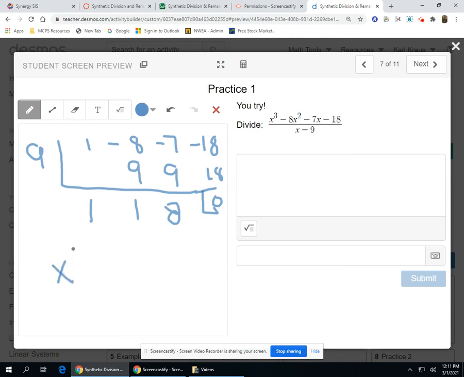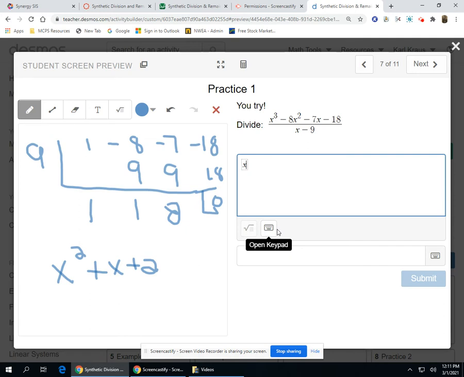This will be x squared plus x plus 2. So x minus 9 times x squared plus x plus 2.